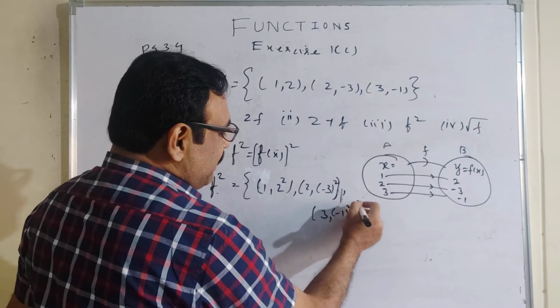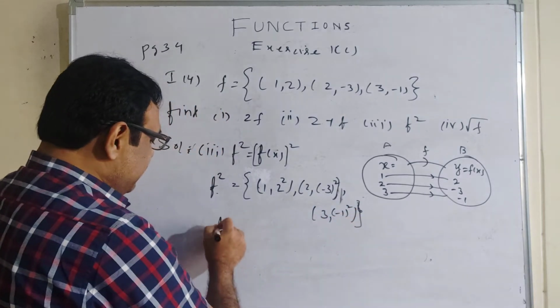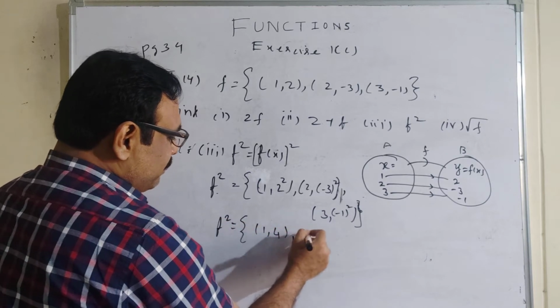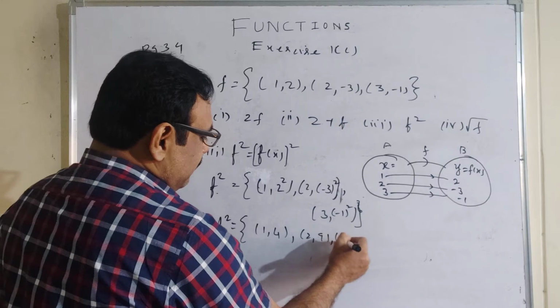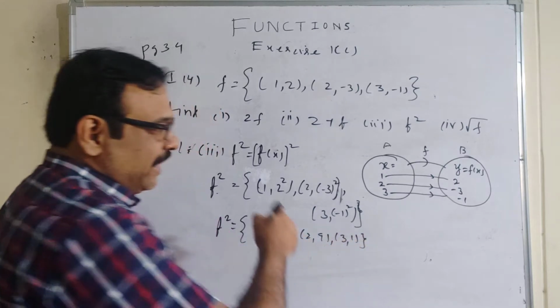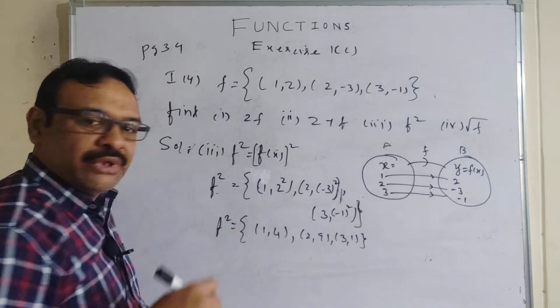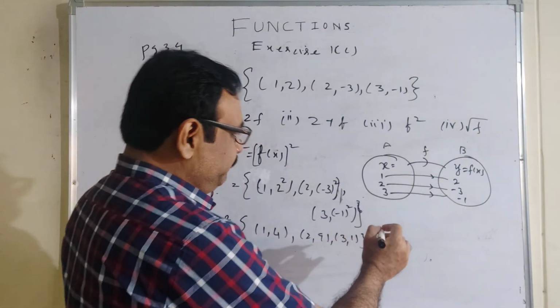So what exactly are you going to get? This is f square is equal to, this is 1 comma 4, this is 2 comma 9 and this is 3 comma 1. And this is going to be the third bit, and we will write this fourth one also. We'll complete the session.